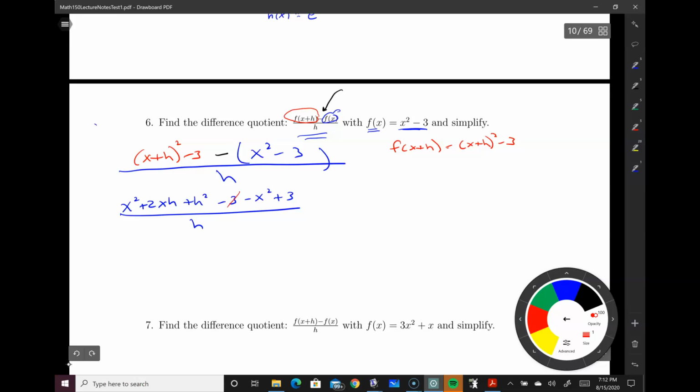So let's see what cancels. So the 3's go away. The x squareds go away. So what's left is 2xh plus h squared all over an h. So take the time to factor the h out. And that gives us 2x plus h.